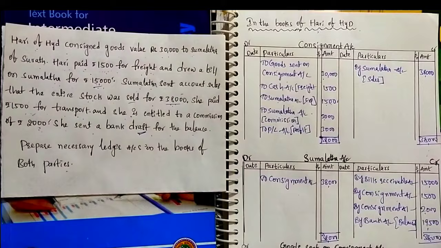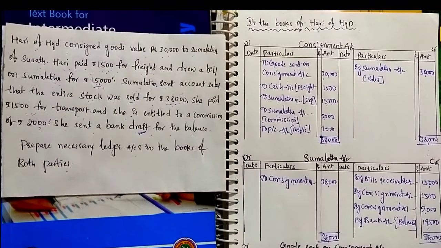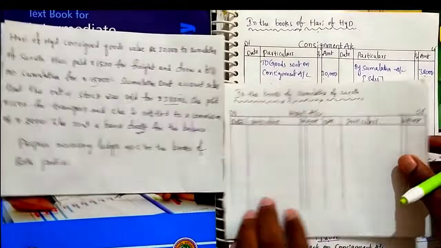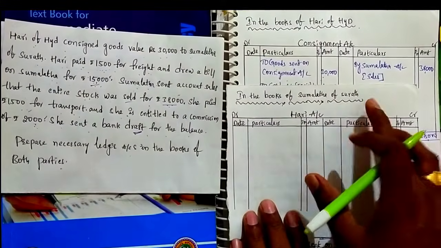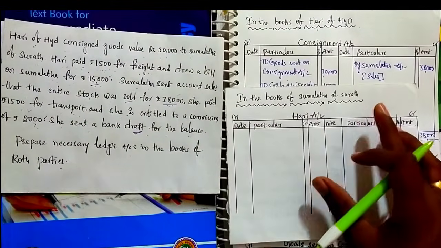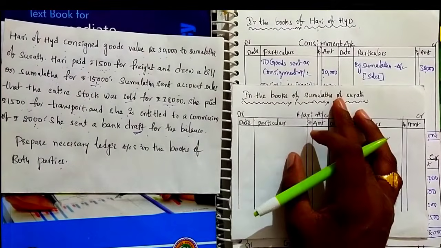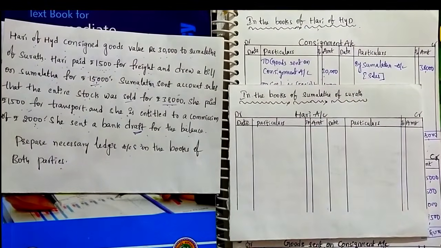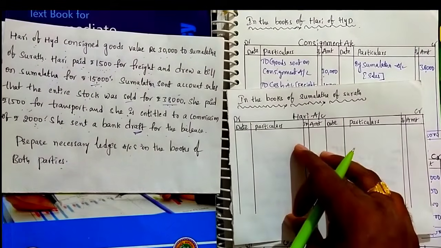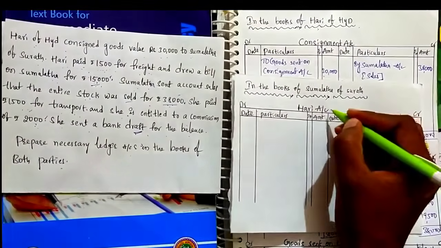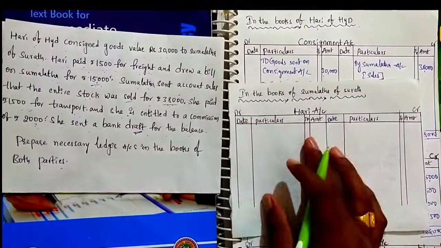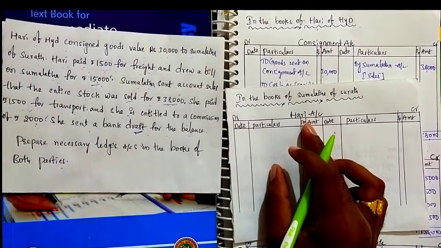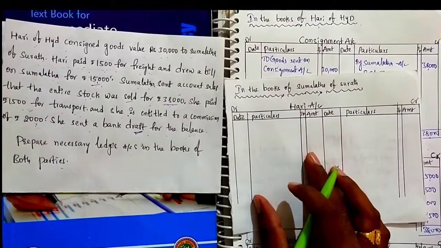Next we have to prepare in the books of consignee also. See this, in the books of Sumalata of Surat means the transactions related to Sumalata are only recorded in the books of Sumalata. Sumalata does all the transactions on behalf of the consignor, that is Hari. That's why Sumalata prepares only Hari account, only the consignor account.